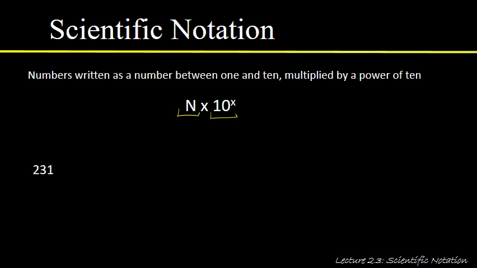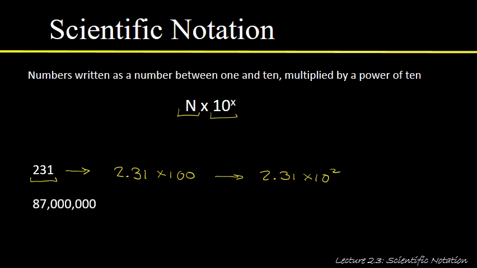So 231, we could rewrite 231. If we want to write this number as a number between 1 and 10, write this as 2.31 times 100. And because 100 is 10 to the 2, we could then rewrite this as 2.31 times 10 to the 2. Okay.